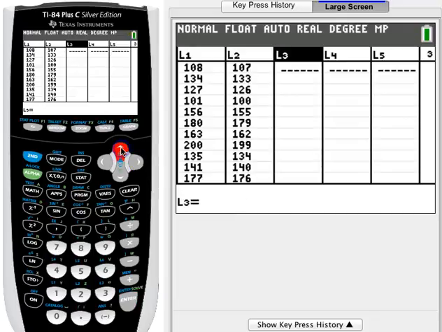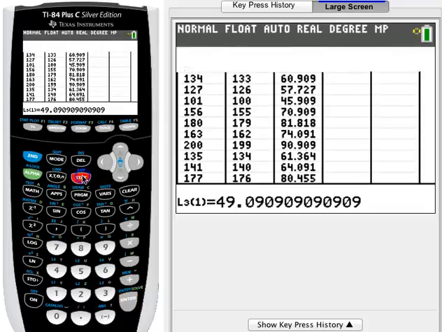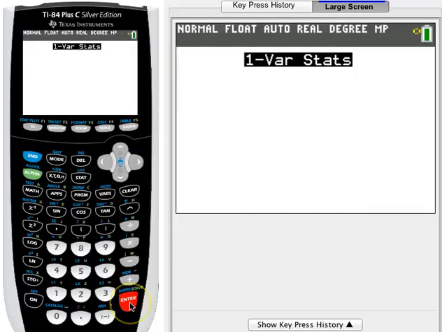Now this time I'm going to make a third list, okay? And this time what it's telling me to do is go into list 1 again, but this time I'm going to divide it by 2.2, all right? And that's how I'm going to generate my list 3. So this is going to be all of the weights in kilograms now, instead of pounds, okay? And in doing this, now I can go to stat, calculate one variable stat.